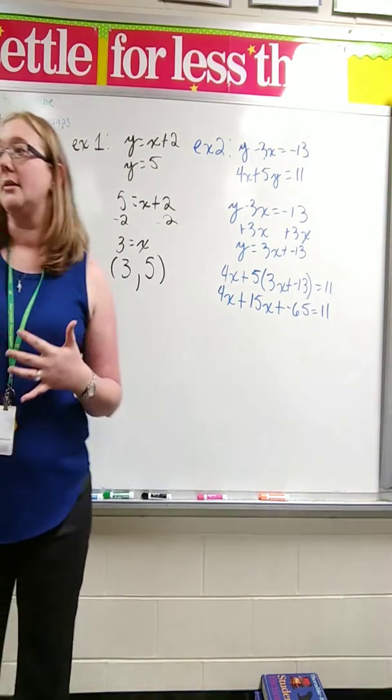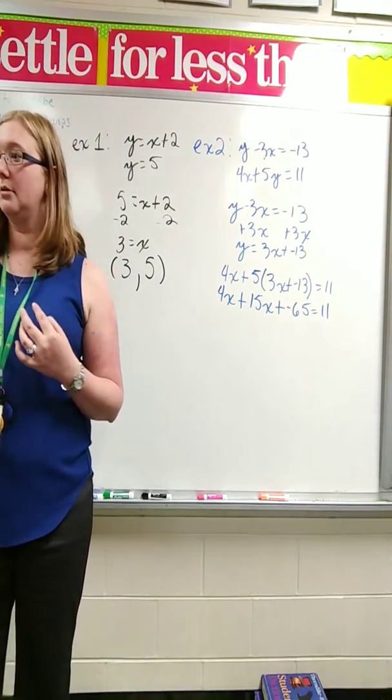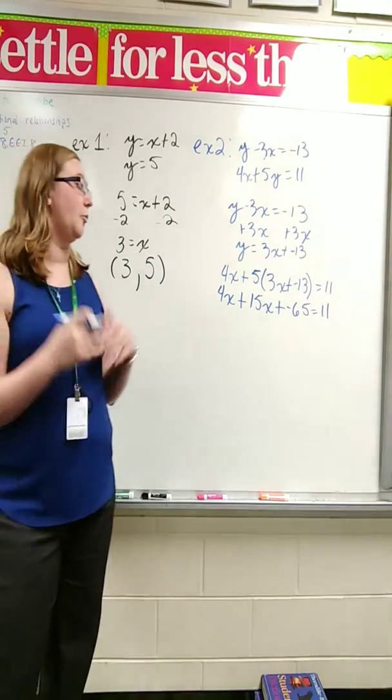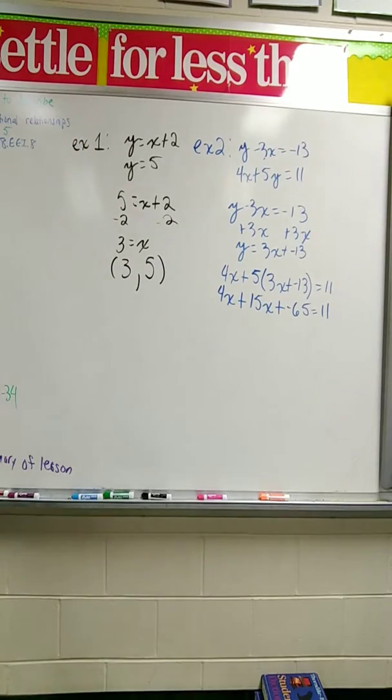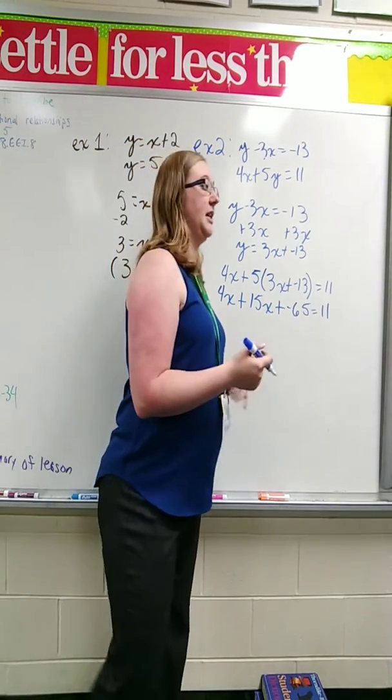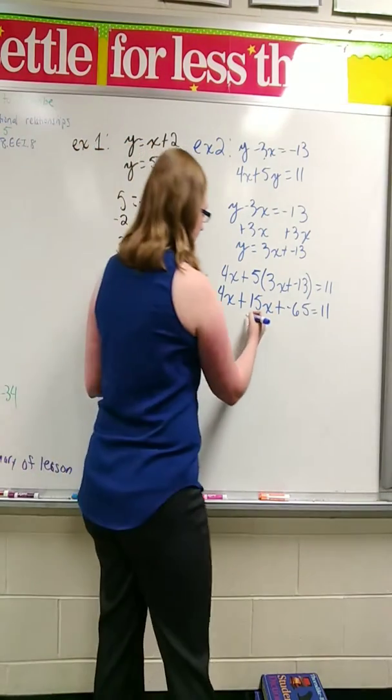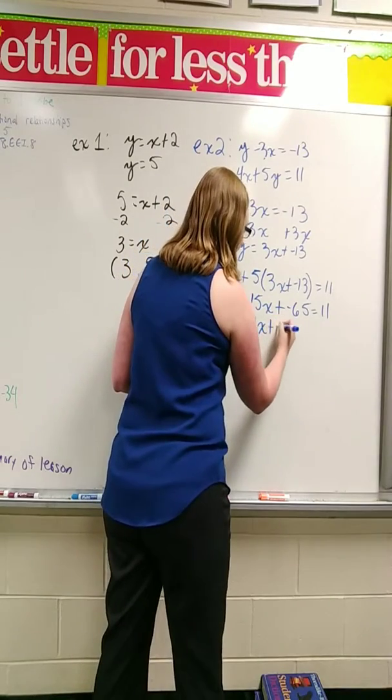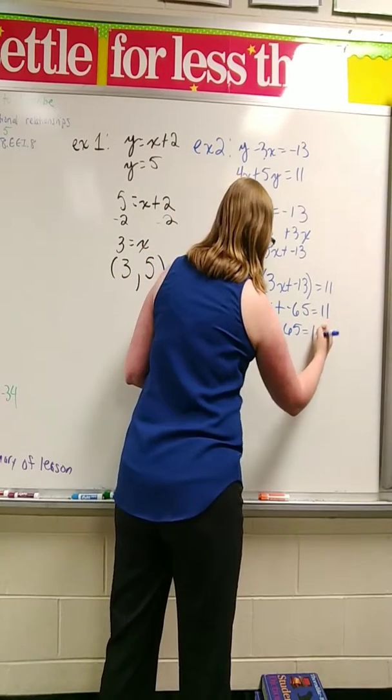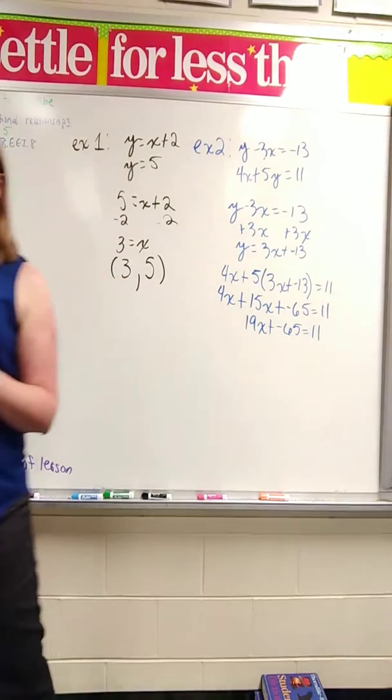What do I do next? Like terms. I combine my like terms. What are my like terms that I can combine at this point? 15x and 4x. Okay, what is 4x plus 15x? 19x. Plus negative 65 equals 11. Now what am I going to do?